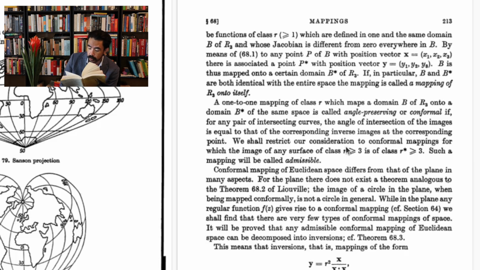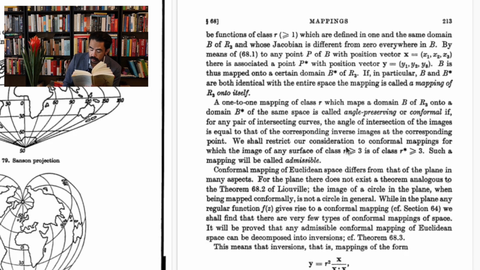B star of the same space is called angle-preserving or conformal, as we have already defined, if for any pair of intersecting curves the angle of intersection of the images is equal to that of the corresponding inverse images at the corresponding point. So we're just getting a little bit different of a definition than from a few sections ago. We shall restrict our consideration to conformal mappings for which the image of any surface of class r greater than or equal to 3 is of class r star greater than or equal to 3. Such a mapping will be called admissible.